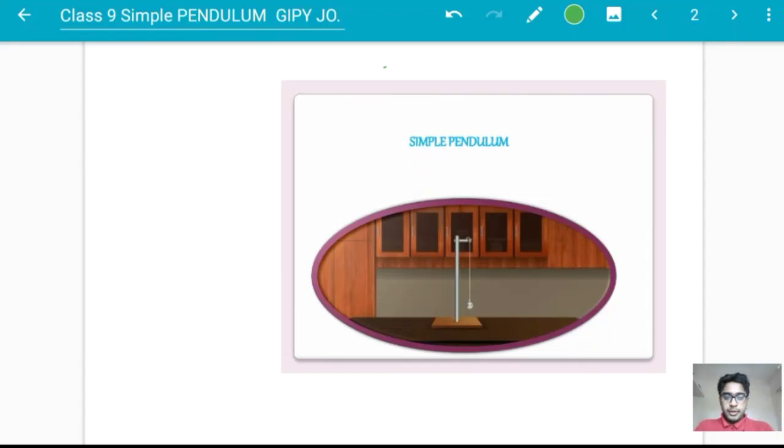So hello students, today we will be looking into the measurement of time and simple pendulum. So again, the simple pendulum apparatus, you can see it on the screen. A mass which is suspended from a point using a thread, and once it is disturbed, it will make a to and fro motion. So that is your simple pendulum apparatus.